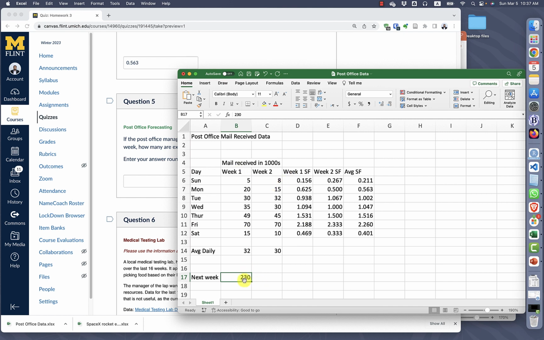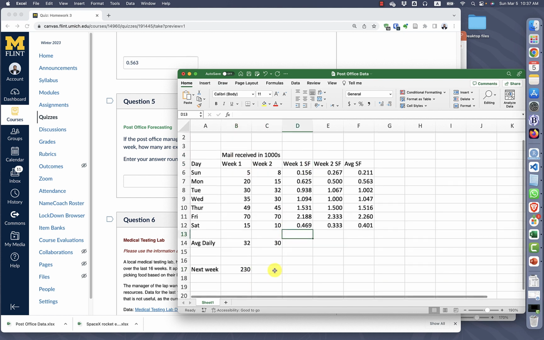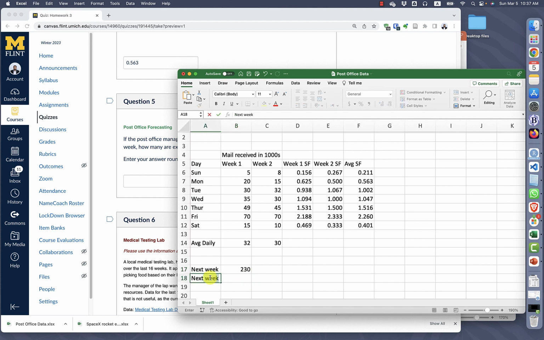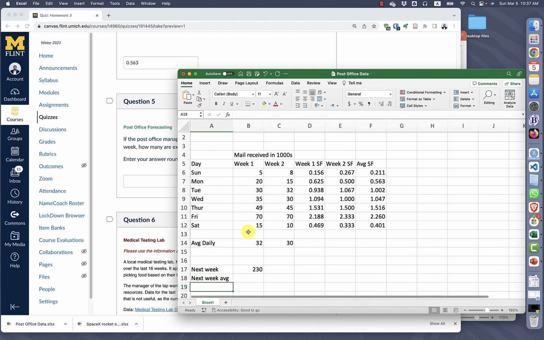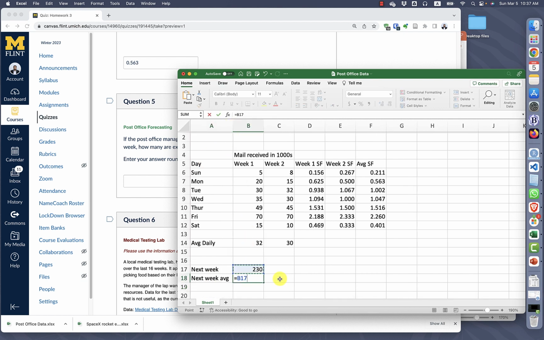But if I put 230,000 here, somebody might say, well, how come your demand in week one, week two is so small? And here it's 230,000. This is 230 because everything is in thousands. So if the total of next week is 230, then what's the average for next week? Well, the total over number of days, 230 over 7. That's my average for next week. So the average for next week is expected to be 32.8.